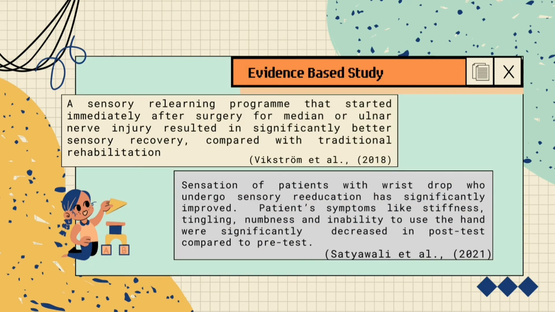The latest study from Lundborg et al. 2018 concluded that a sensory relearning program that started immediately after surgery for median or ulnar nerve injury resulted in significantly better sensory recovery compared with traditional rehabilitation. Next, a study from Satyawali et al. 2021 concluded that the sensation of patients with wrist drop who underwent sensory re-education significantly improved. Patient symptoms like stiffness, tingling, numbness, and inability to use the hand were significantly decreased in post-test compared to pre-test. Therefore, based on the evidence explained, sensory re-education has been tested for patients with carpal tunnel syndrome, nerve injury, and wrist drop, and has shown significant improvement in sensory function of the affected limb or hand.